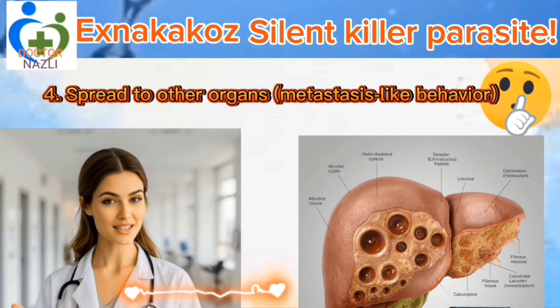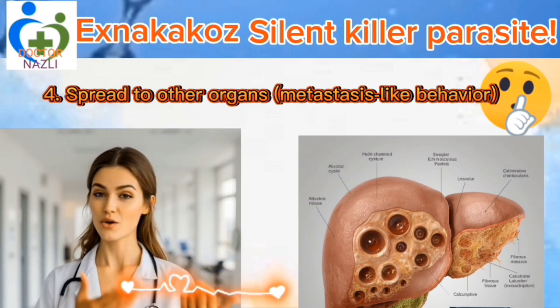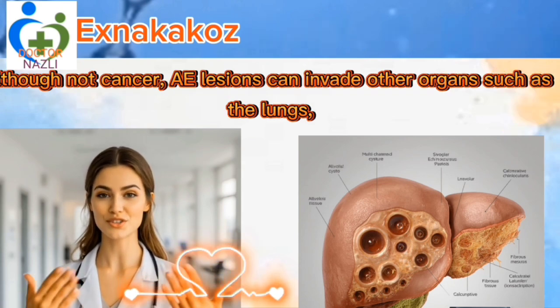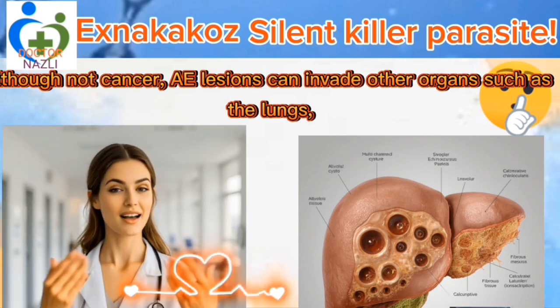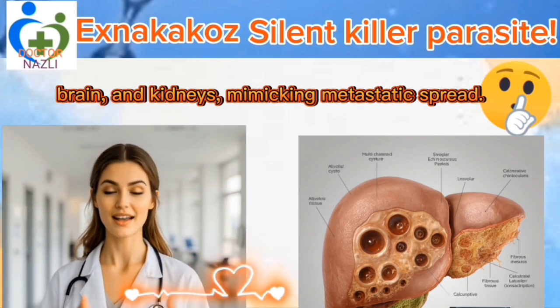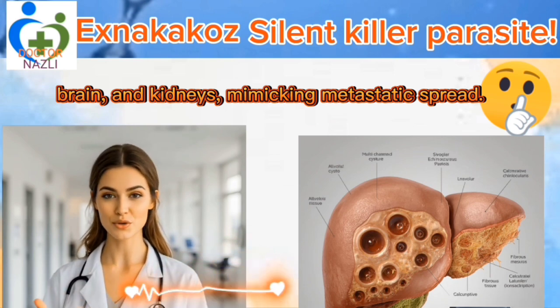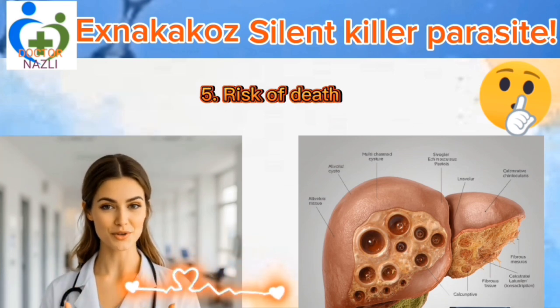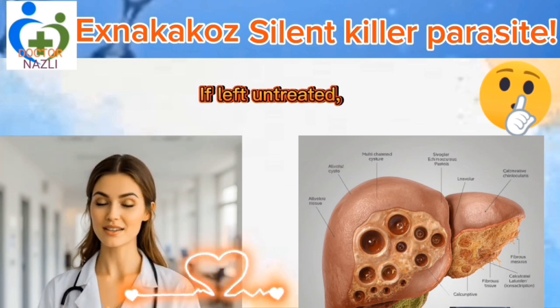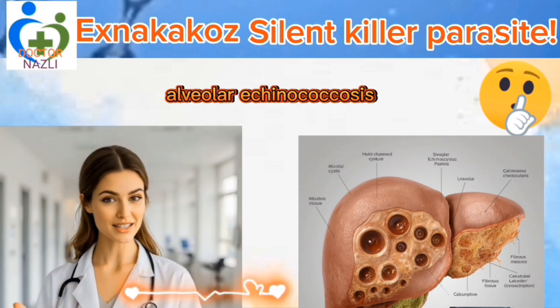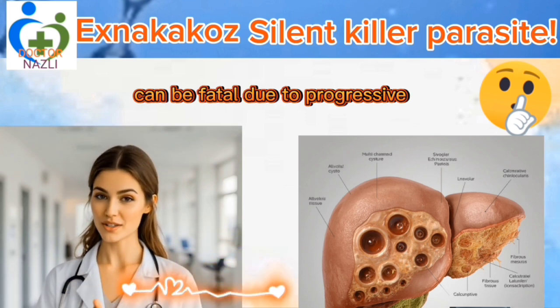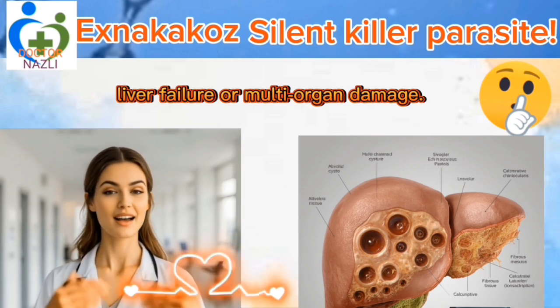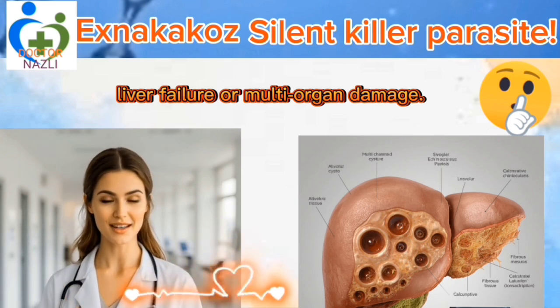4. Spread to other organs, metastasis-like behavior. Although not cancer, the lesions can invade other organs such as the lungs, brain, and kidneys, mimicking metastatic spread. 5. Risk of death. If left untreated, alveolar echinococcosis can be fatal due to progressive liver failure or multi-organ damage.